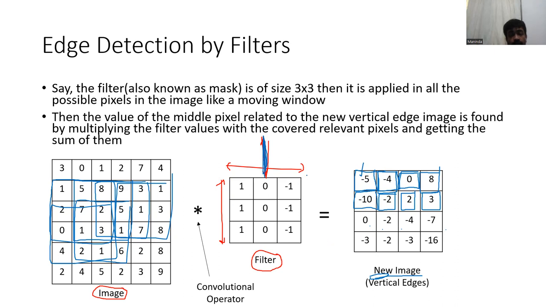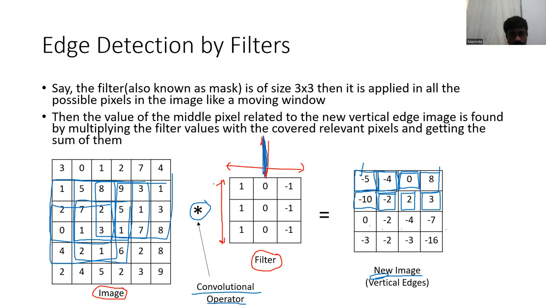When we say that we are applying this filter to this image in each of the locations, this operation is known as the convolutional operation. This operator is known as the convolutional operator and is denoted by this asterisk mark. This asterisk is not relevant to multiplication; it is used for representing the convolutional operator. When we apply the image matrix, or the feature matrix, with this filter matrix using the convolutional operator, we get the output image or output matrix.